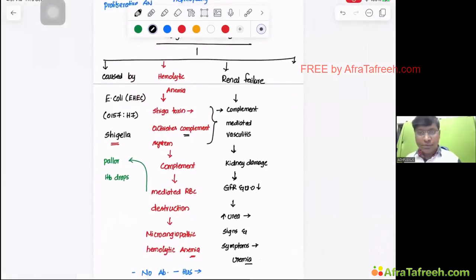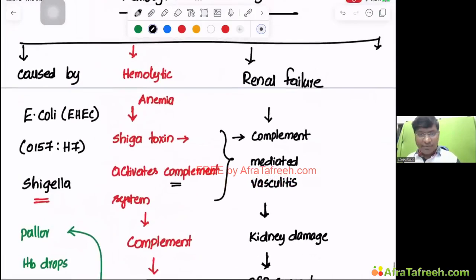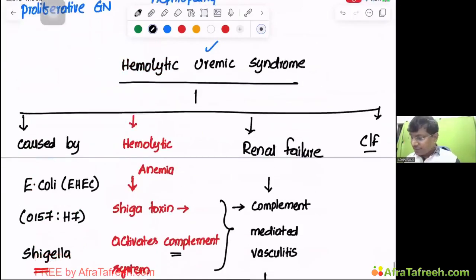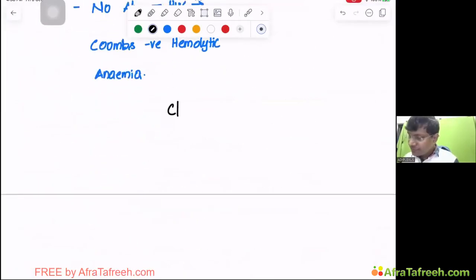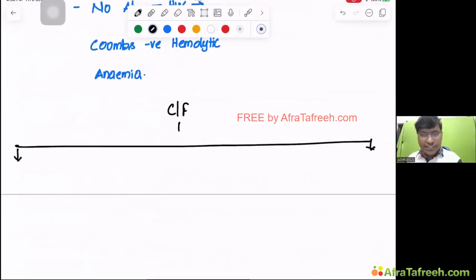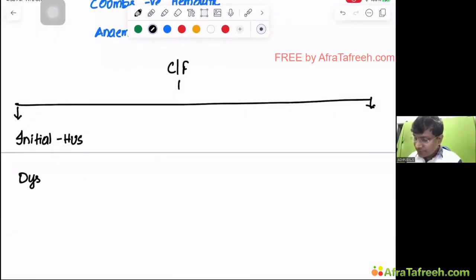Okay, now what will be the clinical features? Why there is hemolysis, why there is renal failure, we have discussed. But what will be the clinical features? I'll write the clinical features separately. So basically, what is the cause? One is Shigella, the other one is E. coli. Shigella is associated with the development of dysentery. The initial presentation in hemolytic uremic syndrome will be in the form of dysentery, right?